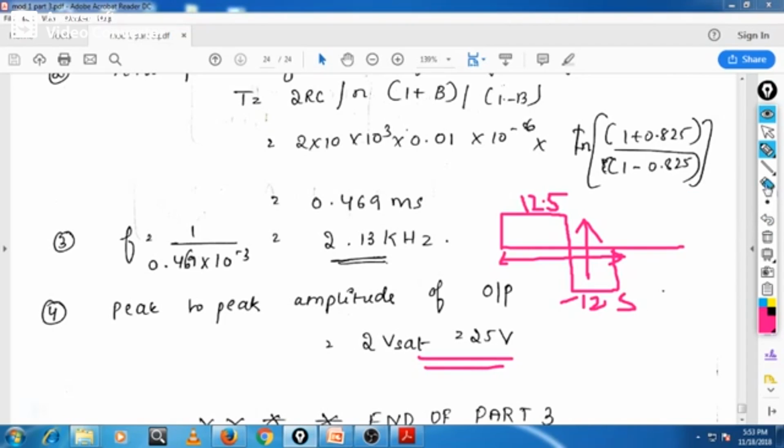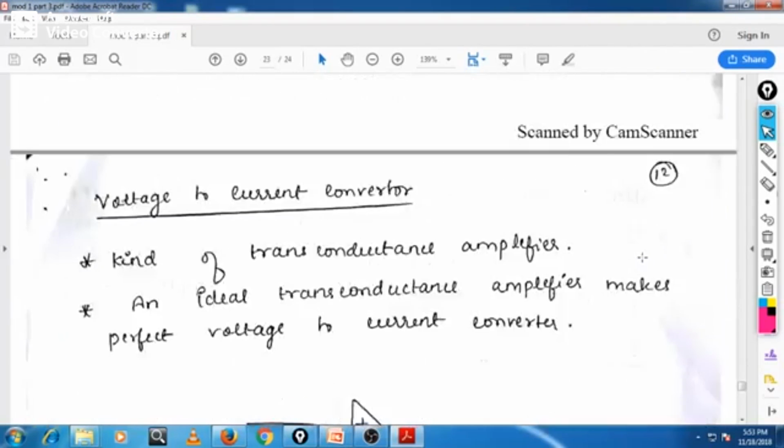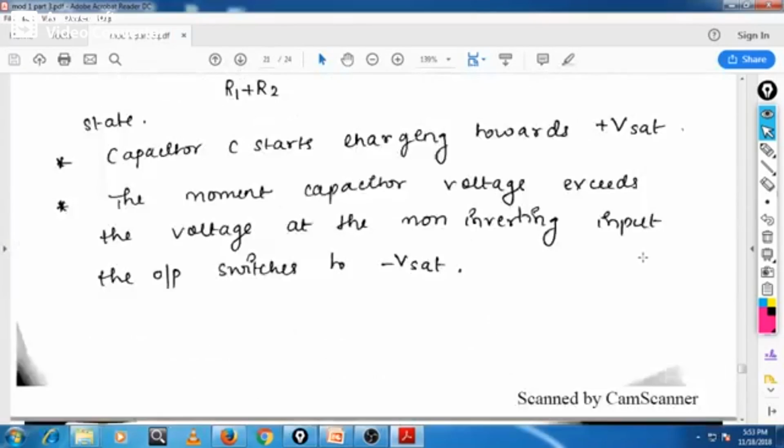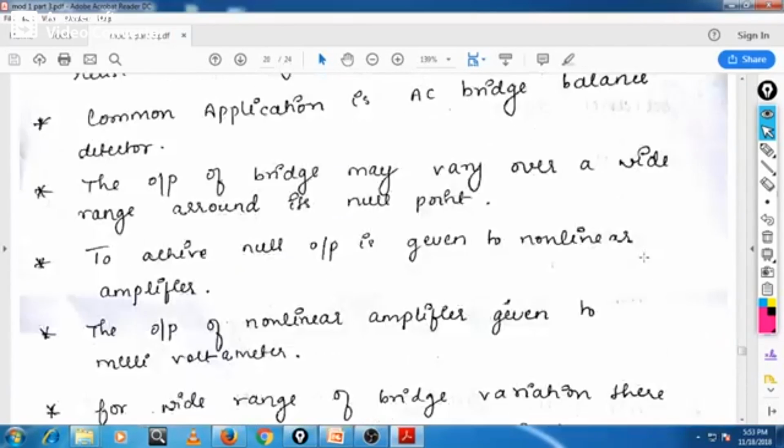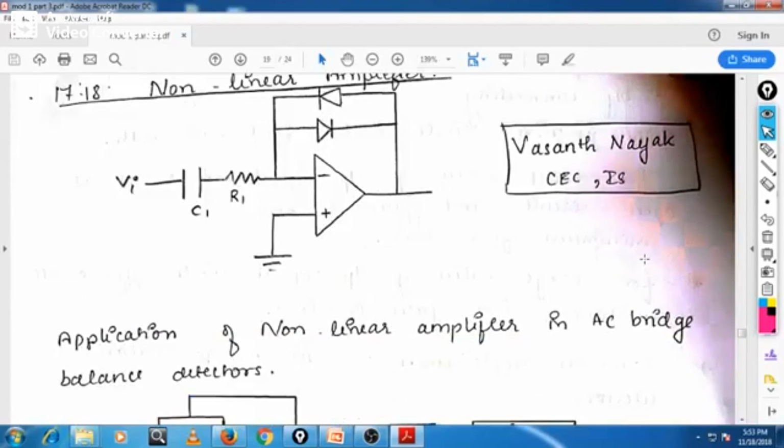The next one in this category is the non-linear amplifier. So we will see now what a non-linear amplifier is. So far you have seen the linear amplifier. A linear amplifier amplifies the signal with a particular gain. For example, if a 2 volt signal is amplified with a gain factor of 3, it is amplified with that gain factor of 3.